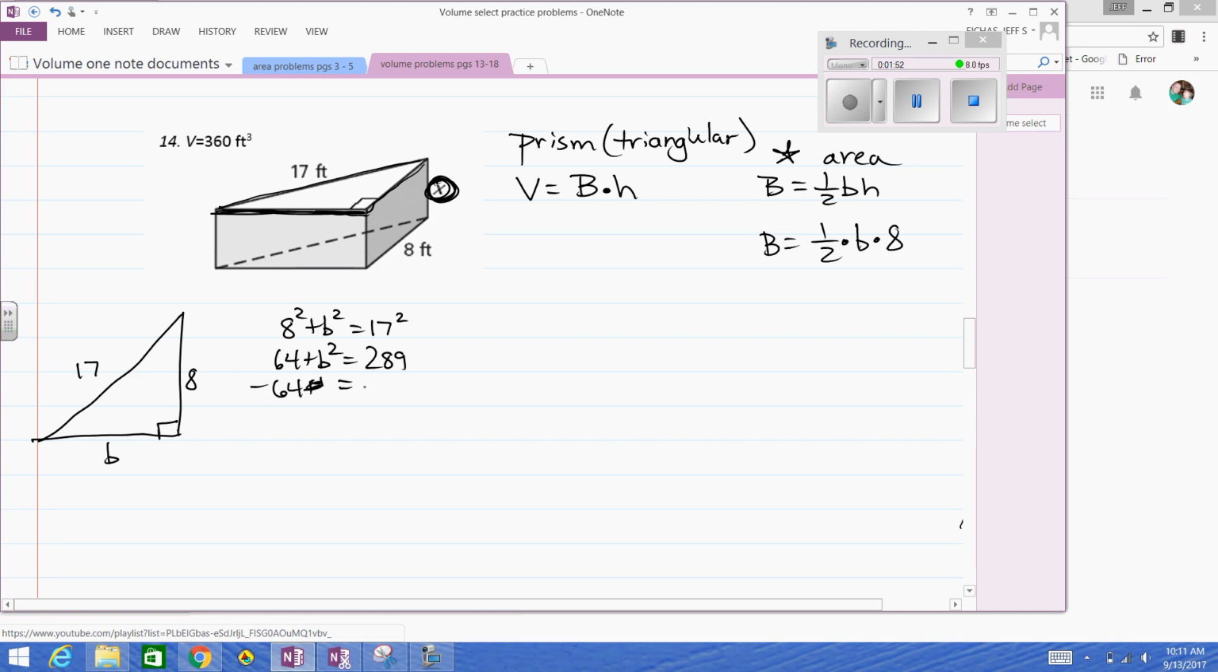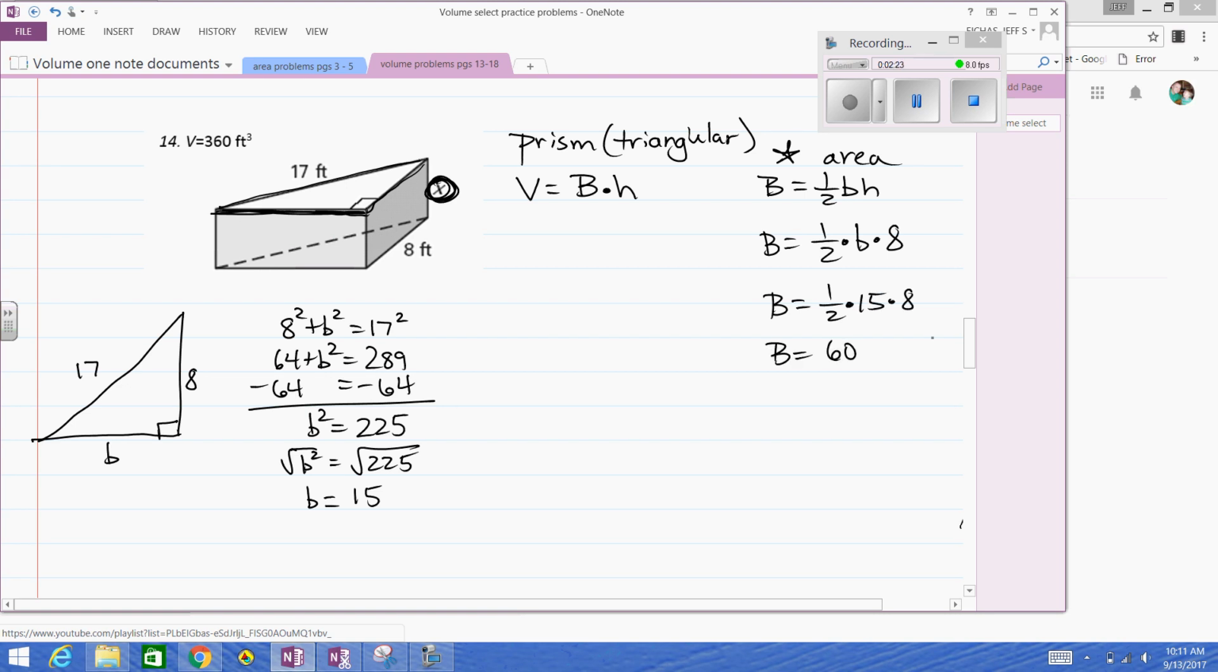Oops. Okay, so this is again, sorry about that. Going too fast here. So we'll square root to get rid of the squared. Inverse operations. Happens to be a nice number, 15. So now we're going to get that area of the base of this prism, which is 60.